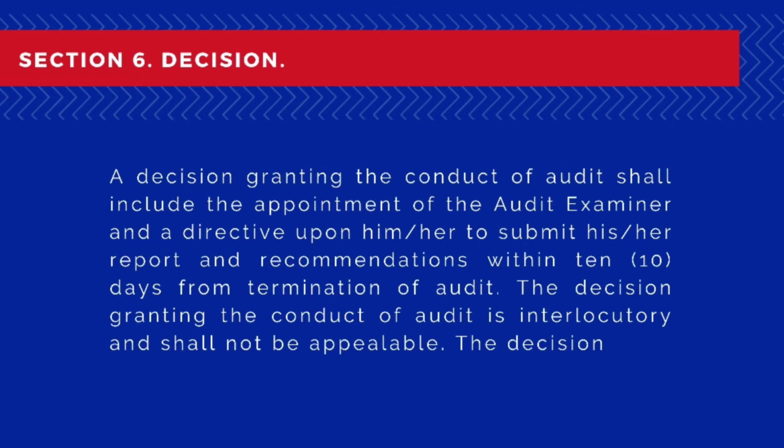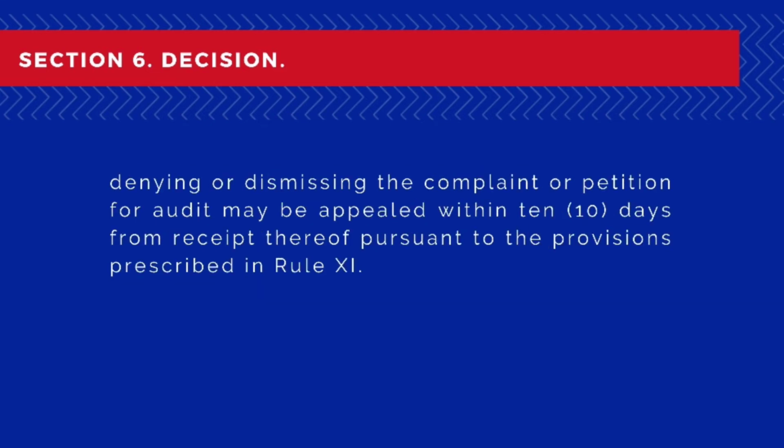Section 6. Decision. A decision granting the conduct of audit, shall include the appointment of the audit examiner, and a directive upon him or her to submit his or her report and recommendations within 10 days from termination of audit. The decision granting the conduct of audit is interlocutory, and shall not be appealable. The decision denying or dismissing the complaint or petition for audit, may be appealed within 10 days from receipt thereof, pursuant to the provisions prescribed in Rule 21.